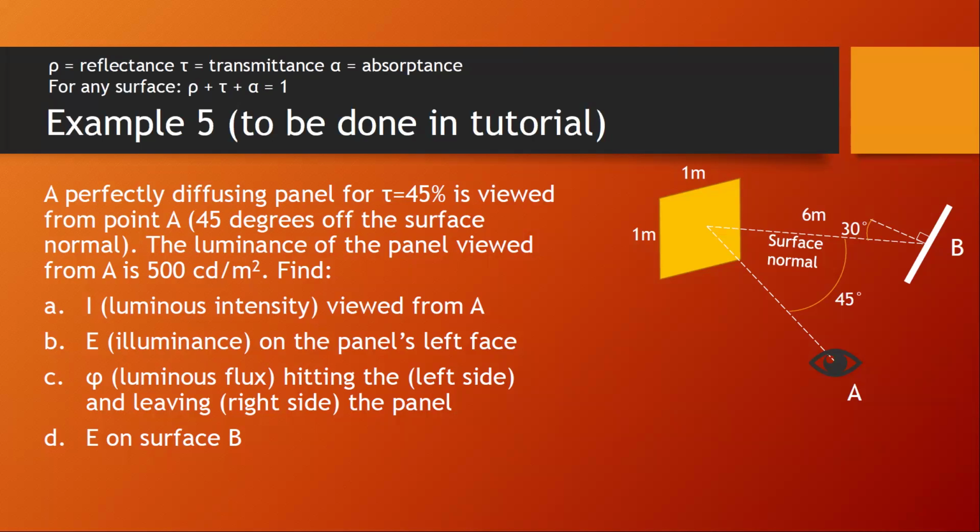This is probably one of the most interesting questions, my favorite question, honestly. A perfectly diffusing panel with a tilt of 45 degrees is viewed from point A, and the luminance of the panel viewed from A is 500 candela per square meter. You need to find luminous intensity, E, luminous flux leaving the left side and the right side of the panel, and E on surface B.